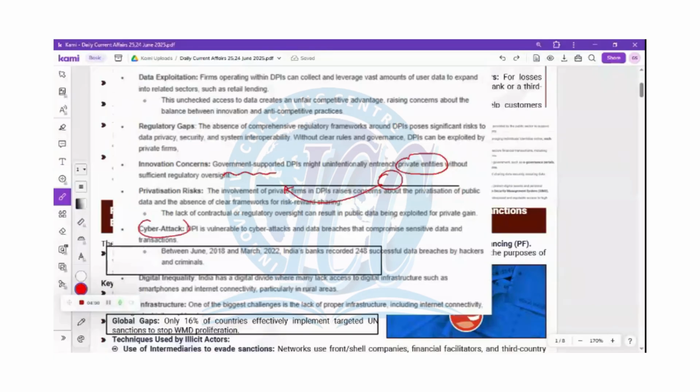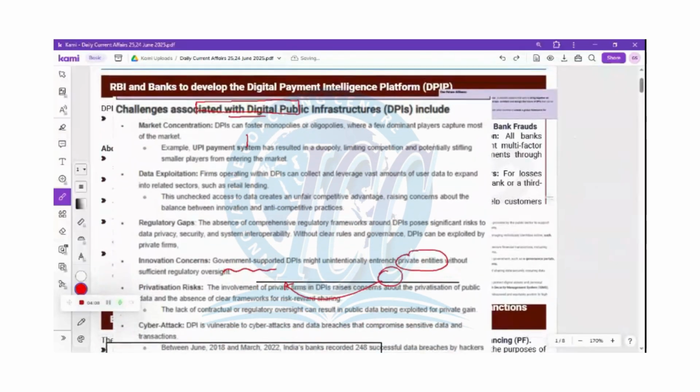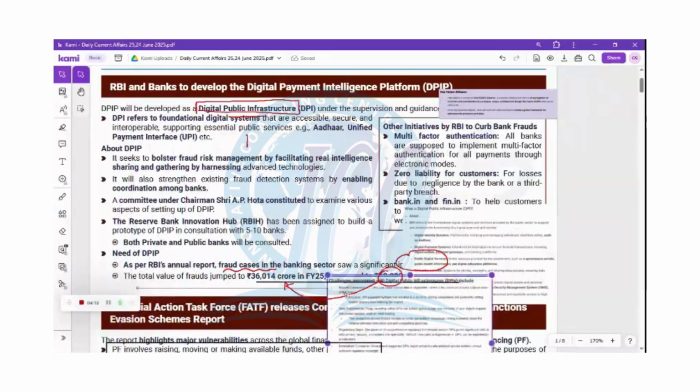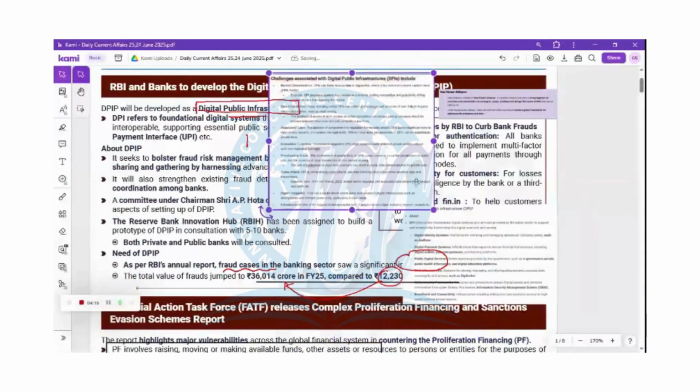And vulnerability to cyber attacks and digital divide, that is digital inequality. Meaning, not everyone will have equal access to this. What about Naxal areas? What about the Northeast? What about Jammu and Kashmir? So these are some of the limitations which we need to work on.